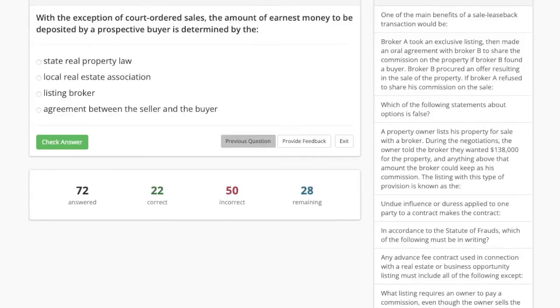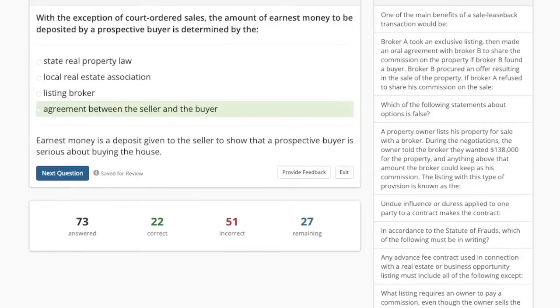Okay, here we go. With the exception of court-ordered sales, the amount of earnest money to be deposited by the prospective buyer is determined by the A, state real property law, B, local real estate association, C, listing broker, or D, agreement between the seller and the buyer. The answer is D, agreement between the seller and the buyer.